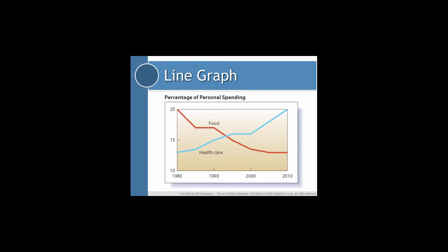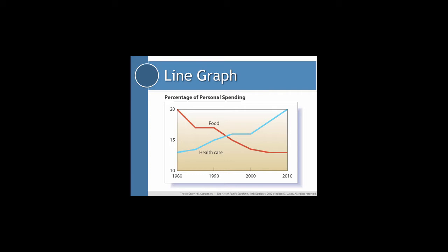And as you can see, in 1980, you spent about 12% of personal spending on health care, but that has risen as time has passed until in 2010 we were spending about 20% of our income on health care. Now the other line, the red line, shows how much we spend on food. And in 1980 we were spending about 20% of our personal income on food, and that has actually decreased over time till we're spending about 12% of our personal income on food in 2010.